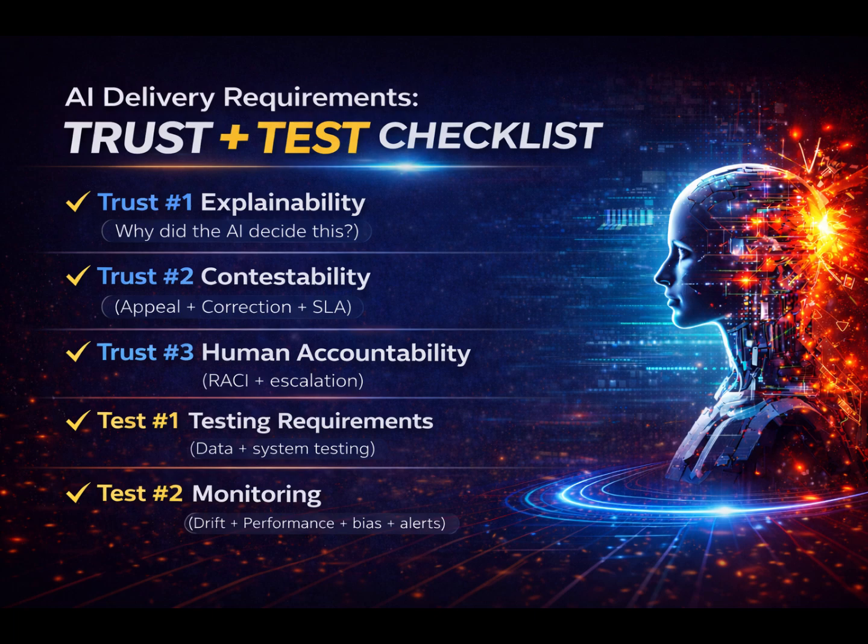Everyone thinks AI requirements are about features, accuracy, speed, automation. But in AI, the real requirements are not features, they are safeguards. Because when an AI system is biased, unsafe, or can't explain itself, project managers get blamed first. Today, you're going to learn about a trust and test checklist you can run on any AI project before it ships.